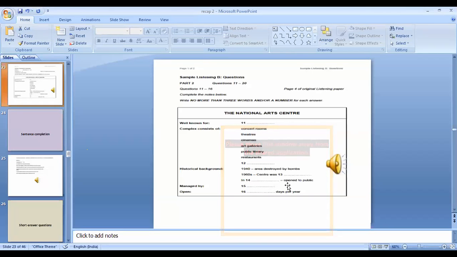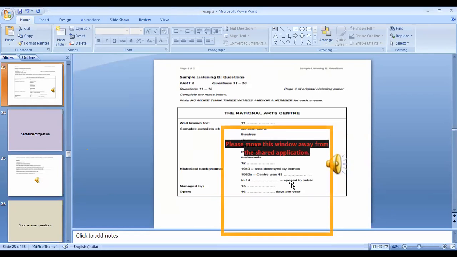What's the answer for 14? When it was open to the public. 1983. And the next one, who was looking after it? City Council. It's not in private hands. And how many days is it open per year? 363. Yes, 363 days.